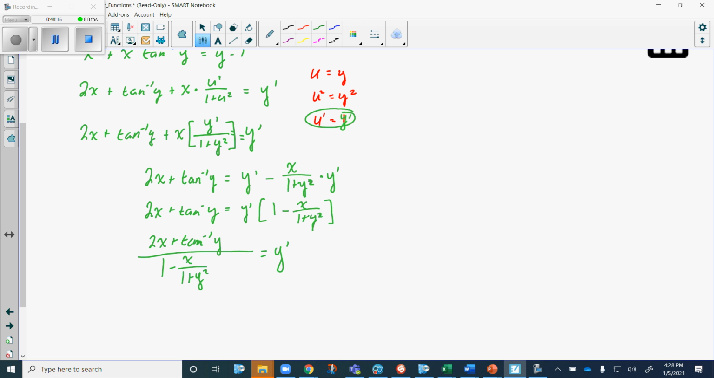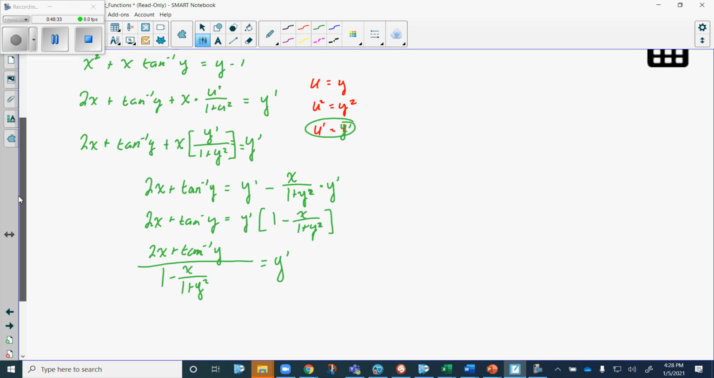Sorry about the mistakes on that one, but we'll get it. It happens sometimes. So now I have the expression for the derivative, and now what it was asking us to do is write the equation of a line again.